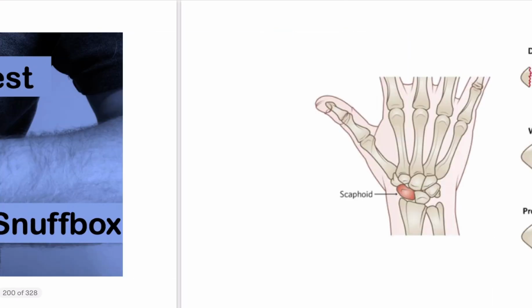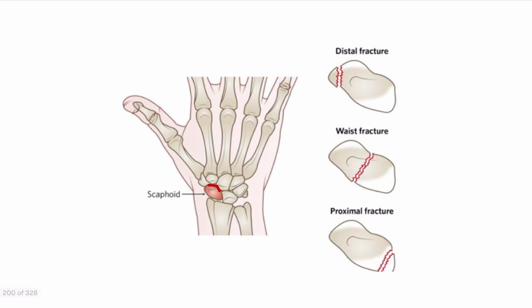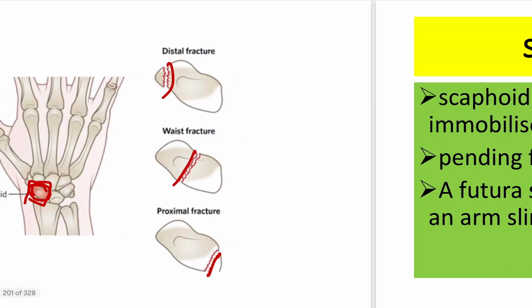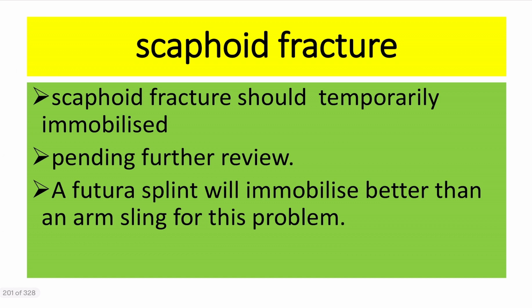Here you can see the scaphoid bone, located at the level of the anatomical snuffbox. There are different types of fractures: proximal fracture, waist or middle fracture, and distal fracture. So three types of fracture are present. Let's see what to do in a scaphoid fracture. The scaphoid fracture should be temporarily immobilized.